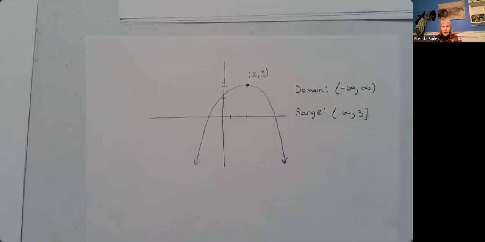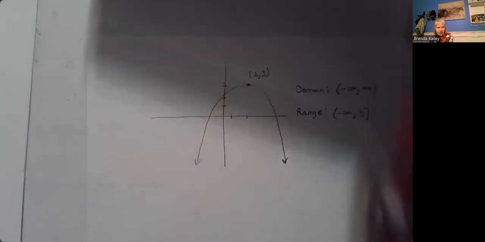So there's our range. Domain, -infinity to infinity. The range goes from -infinity, because we always know that -infinity goes first, up to the 3. You start at the bottom and you go up. You start at the left and you go to the right. Okay, great. Let's carry on with our next page.